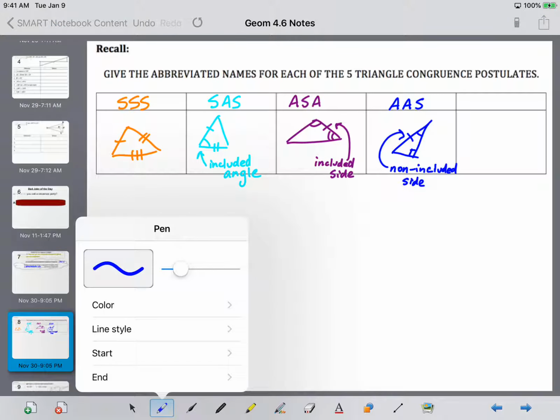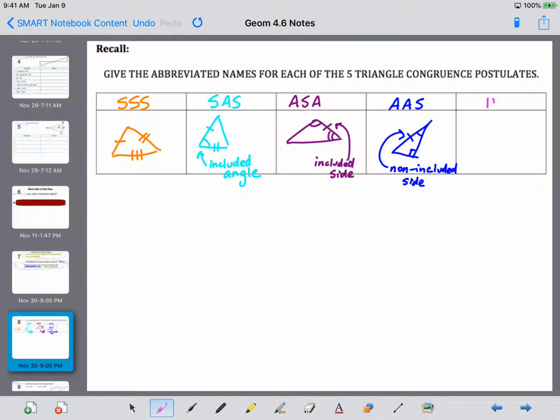And the last one, remember, only works for right triangles. That was hypotenuse leg. So in a right triangle, if you know that the hypotenuse is congruent to another hypotenuse and this leg is congruent to another leg in another triangle, that's the same. So remember, this is the hypotenuse. This one is a leg. All right, so we're going to use those today.